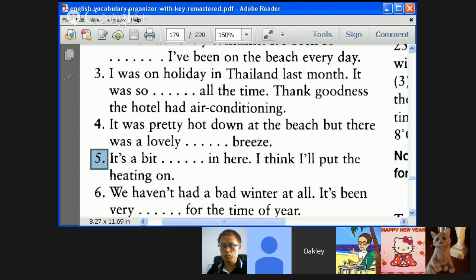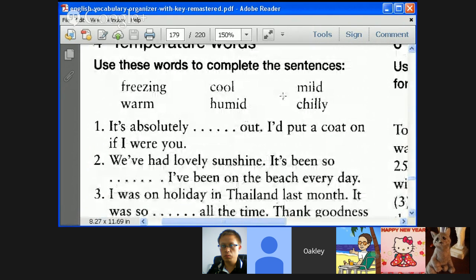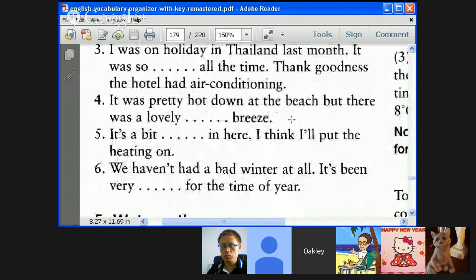Okay. Speaking of which, Tanya, number 5. It's a bit cool in here. I think we'll put the heating on. Okay, again, as I just said, she wants to put the heat on because she's uncomfortable. So it would be much more likely to say it's a bit chilly here.